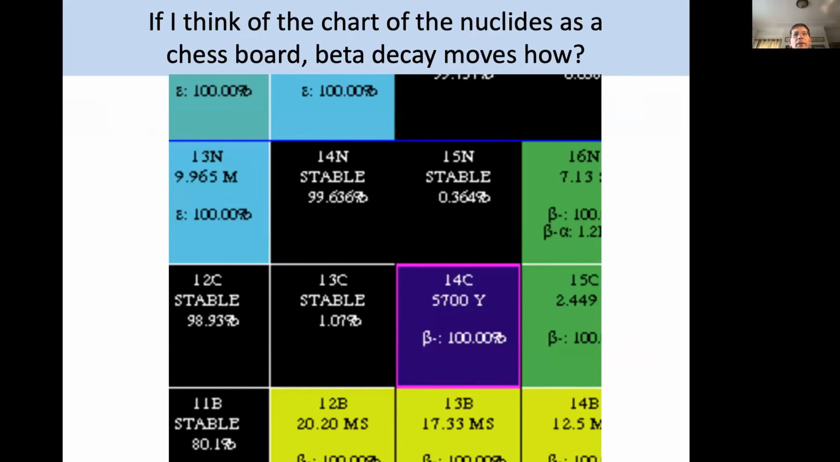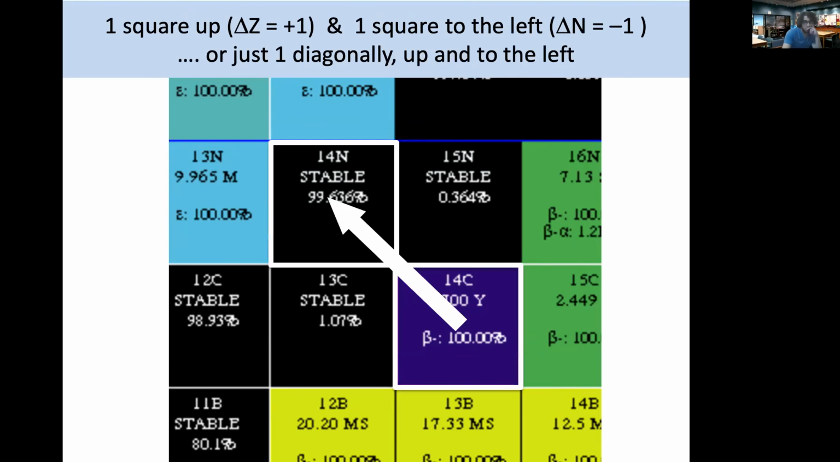All right, chessboard again. If you think of the chart of the nuclides as a chessboard, how does beta decay move? Here neutrons are going to the right, and proton number is going upwards. So neutrons increase to the right, protons increase upwards. How does beta decay move on the chessboard here? Left one, up one. Yep, like that.